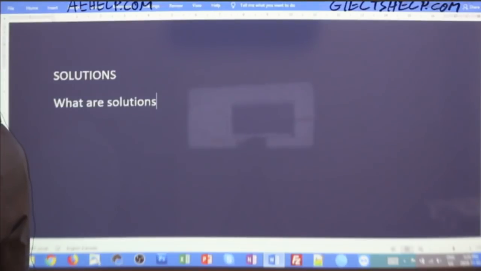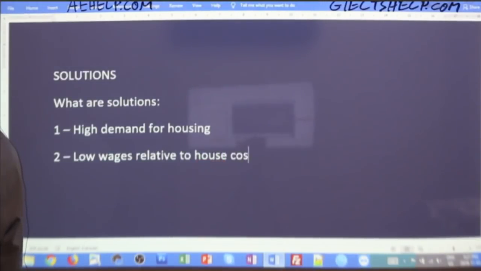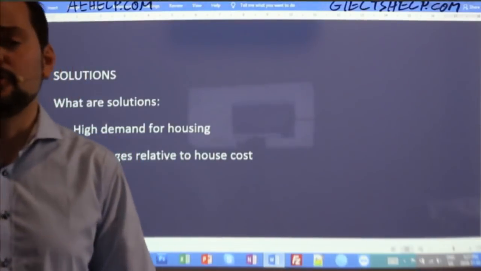And here, the way that you can think about it quickly is the first problem is there's a lot of demand and not enough houses. So high demand for housing, okay, that's one. And then two, low wages relative to house cost.